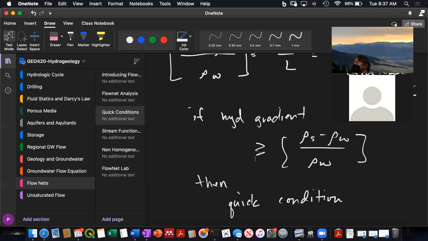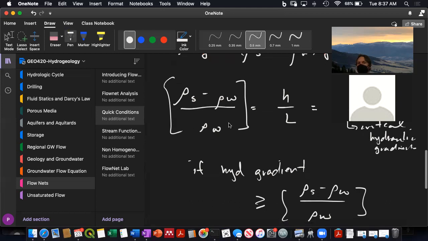Fair. I like that attention to detail. So it's actually very simple. You got to figure out what your hydraulic gradient is. You can get that from your flow net, and you just got to compare it to this value here.